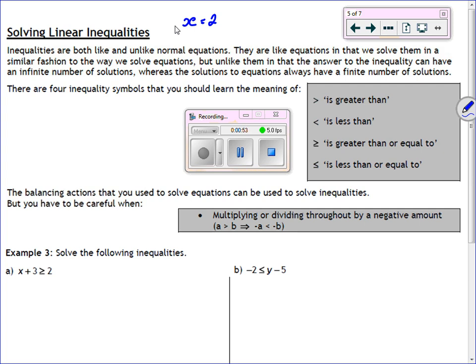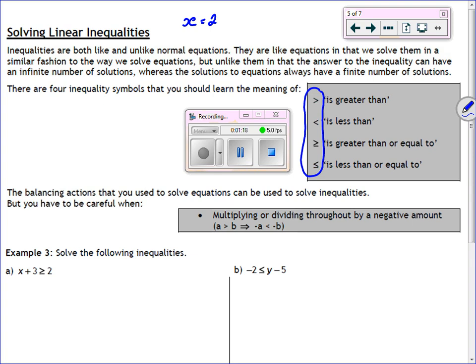So if you look at the grey box on the right here, there's 4 different inequality symbols that can be used. An arrow going to the right means greater than, an arrow going to the left means less than. An arrow going to the right with a line under it means greater than or equal to. An arrow going to the left with a line under it means less than or equal to.